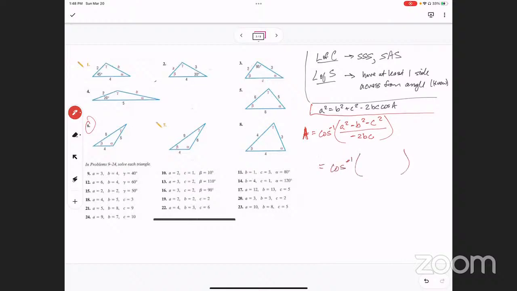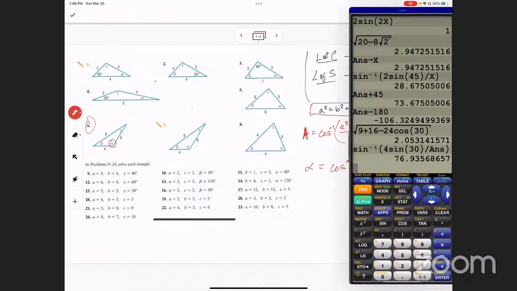Cosine inverse of, and remember, A is the angle that we are trying to find. So let's say we're trying to find this angle right here, alpha. Alpha equals the cosine inverse of a squared minus, you can call B and C whichever you want, over negative 2 B and C, and literally just plug that in your calculator.